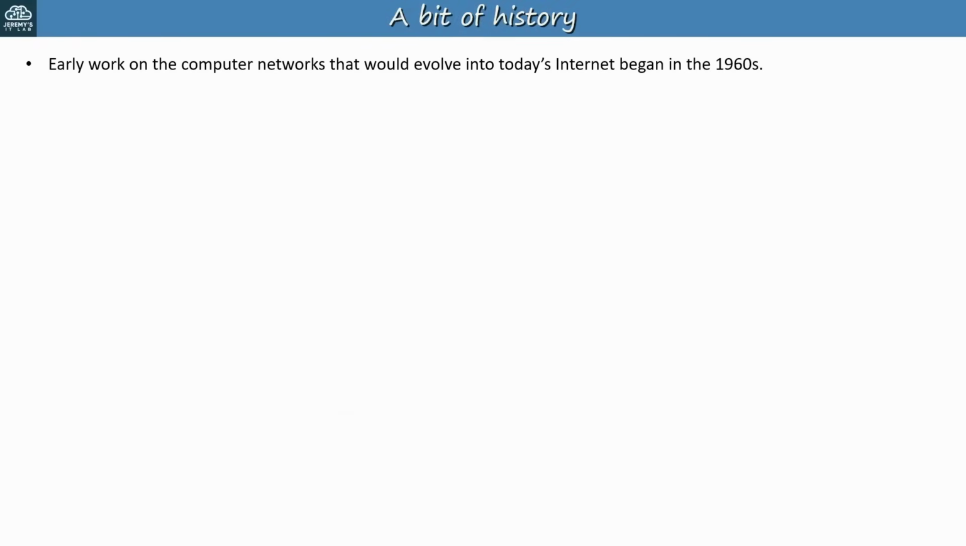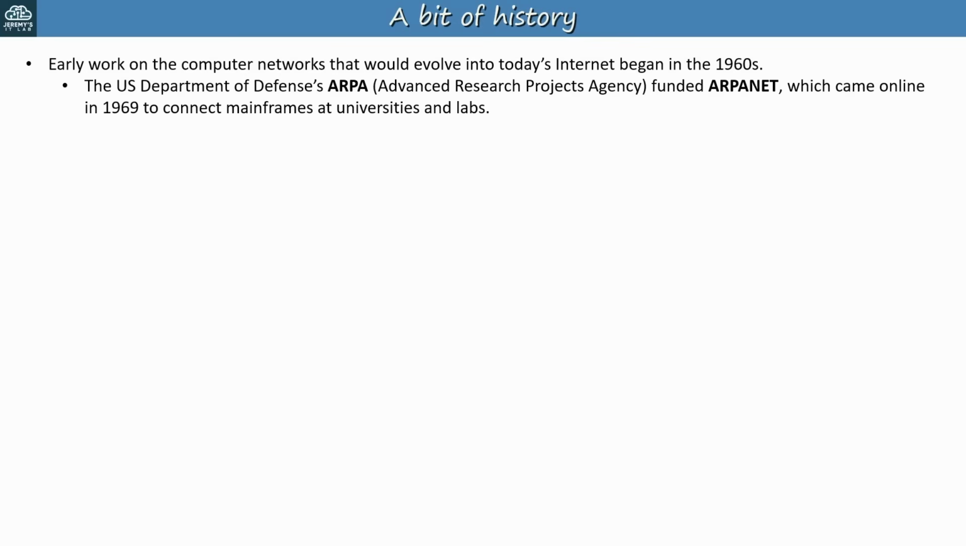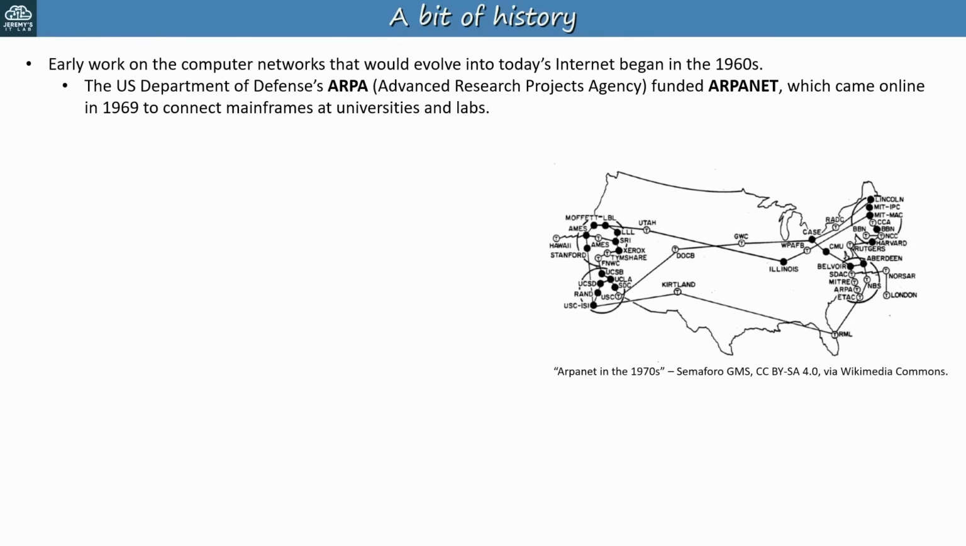How did TCP/IP come about? Let's cover a bit of history. Early work on the computer networks that would evolve into today's Internet began in the 1960s, mainly in the US. The U.S. Department of Defense's ARPA, Advanced Research Projects Agency, funded ARPANET. It came online in 1969 to connect mainframes at universities and labs around the country. Here's a map showing ARPANET in the 1970s, connecting locations mostly around the east and west coasts of the country.